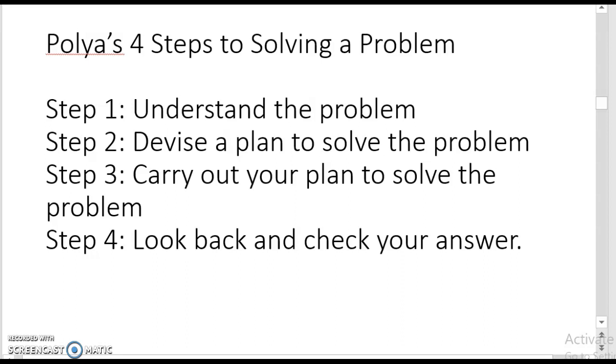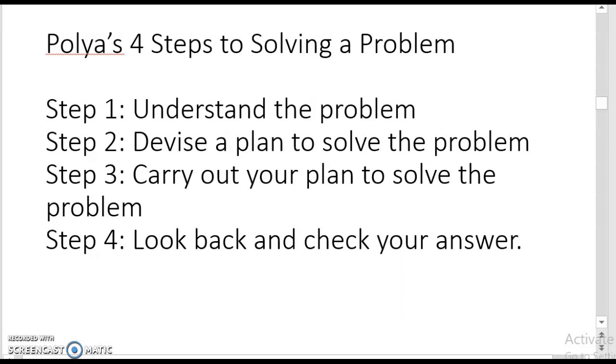All right, so we've got the 4 steps to solving a problem. In this case, we are going to walk through a problem, talking through these 4 steps. Step 1 is understanding. It's crucial that when you read a problem, you really understand what's being asked, what's being talked about.